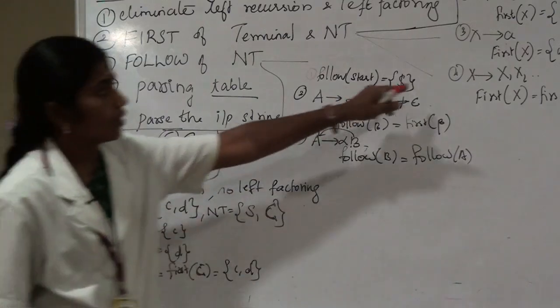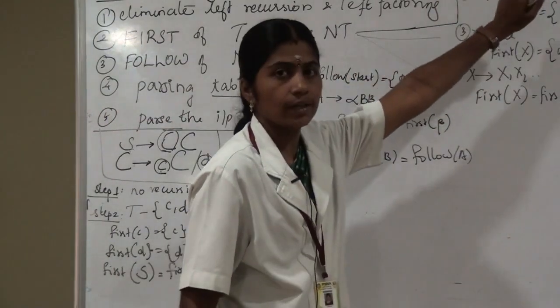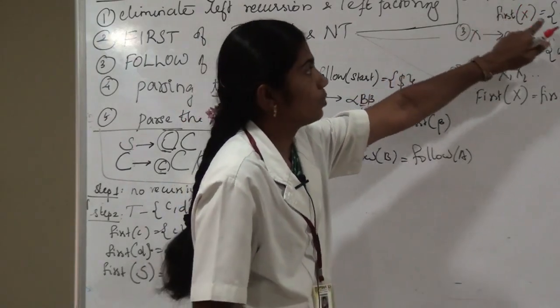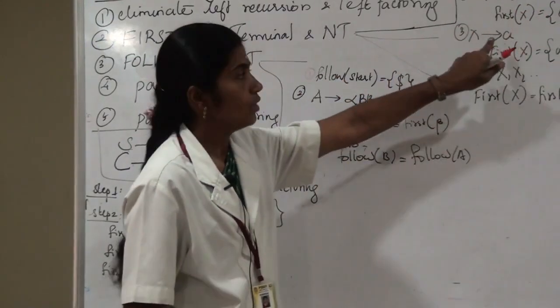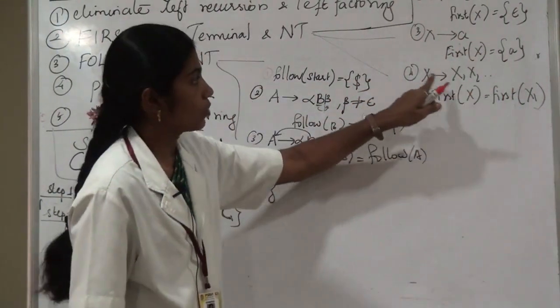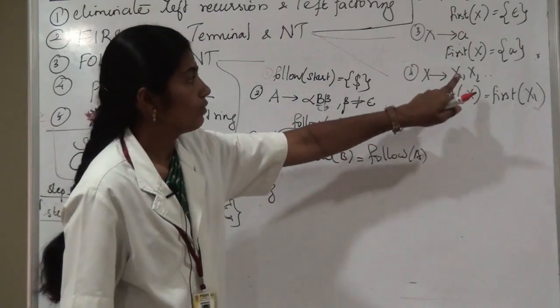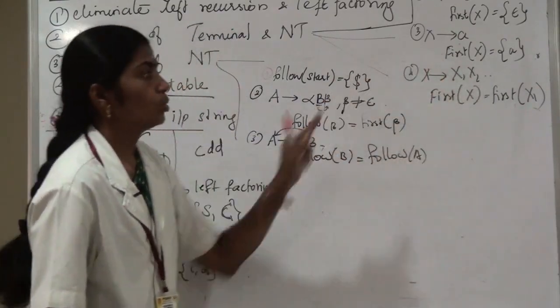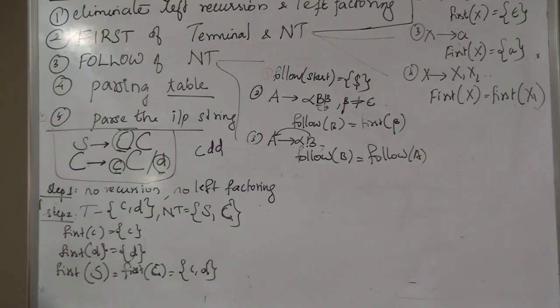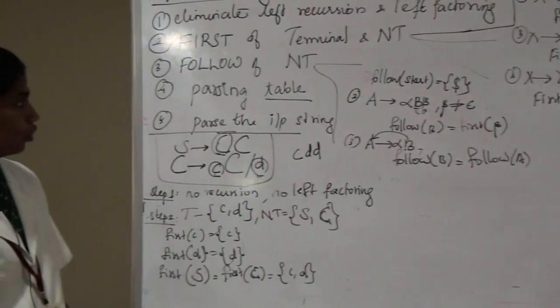So rules are clear here. If you have first of terminal, it is always a terminal. Suppose if you have epsilon, then that should be included in the first position of X. If it is A, then first position of X is equal to A. If suppose you have a capital letter, you have to find the first position of this capital letter and add to the first of X. So by using the rules, we have found the first position. So next is you have to find the follow position.